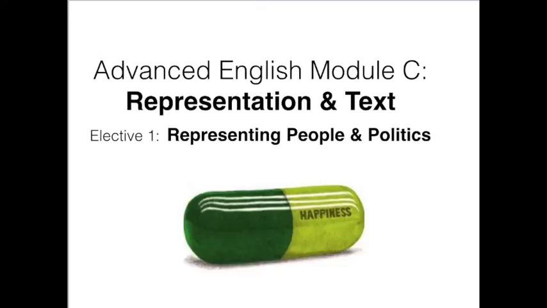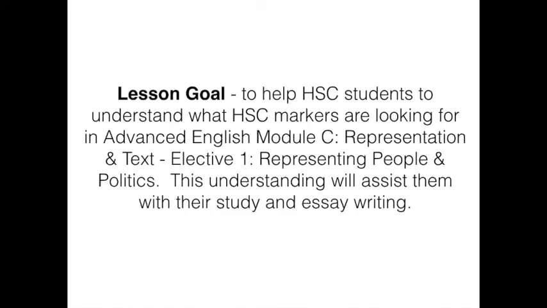Today I'm going to be looking at the Rubric for Advanced English Module C, Representation and Text. The elective I'm going to focus on is Elective 1, Representing People and Politics. The aim of the lesson is to help Year 12 students understand what HSC markers are looking for when marking this module, which will assist them with their study and essay writing.